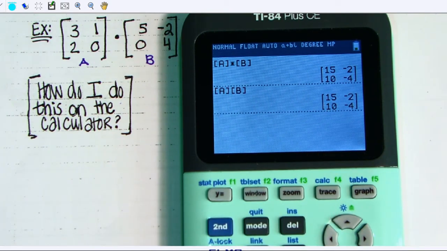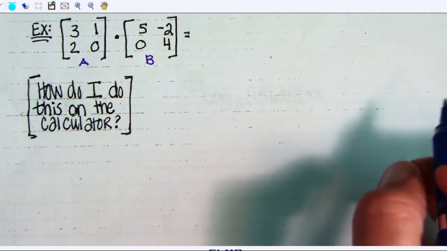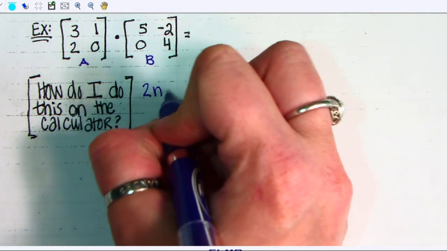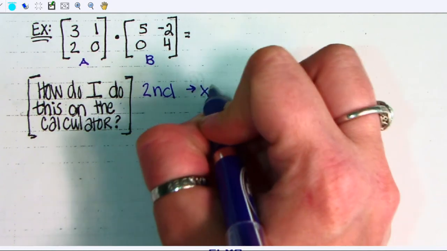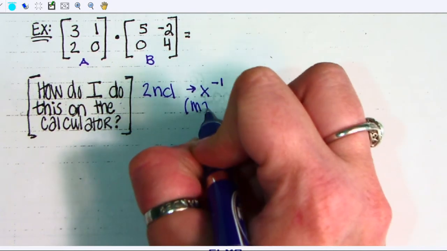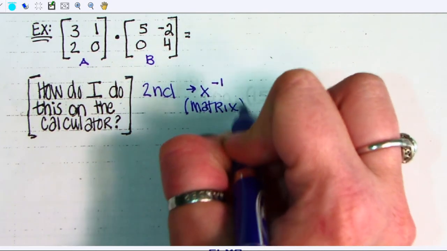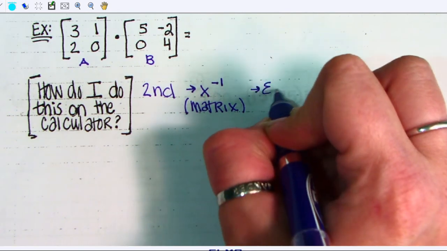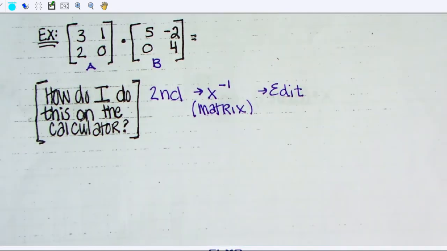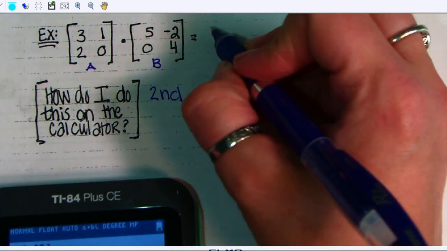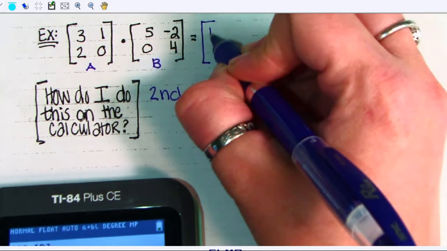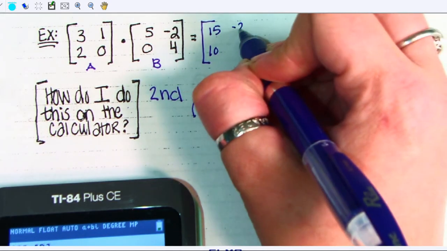Okay. So the steps, again, to get to the matrix, you're going to press the second x to the negative 1, which says matrix on top. Then you want to edit the matrices. So make sure you're editing. Make sure that the dimensions are what you want. We'll write our answer here. 15, 10, negative 2, negative.